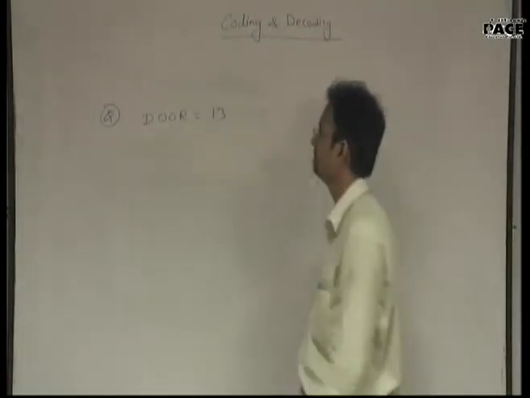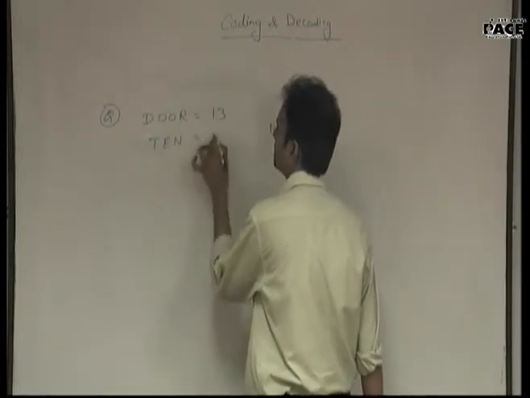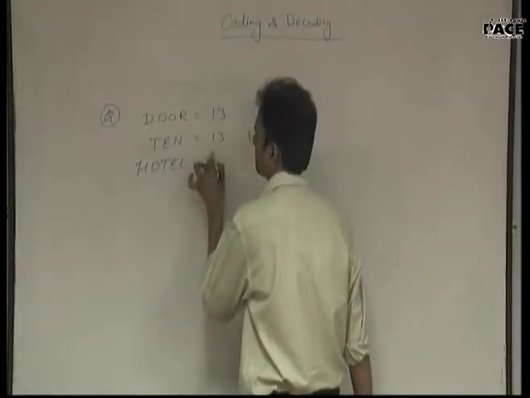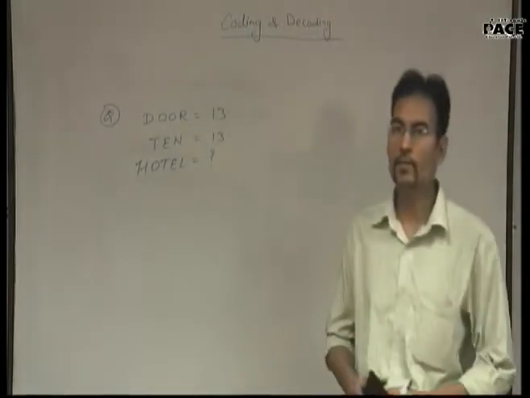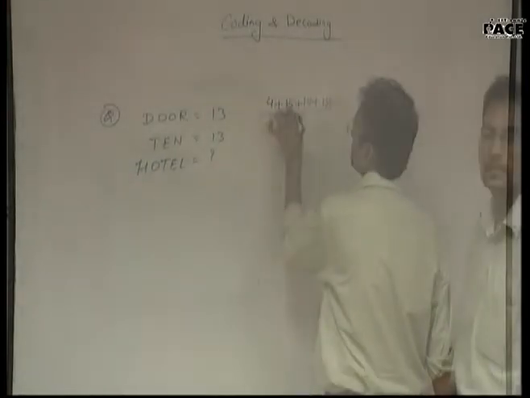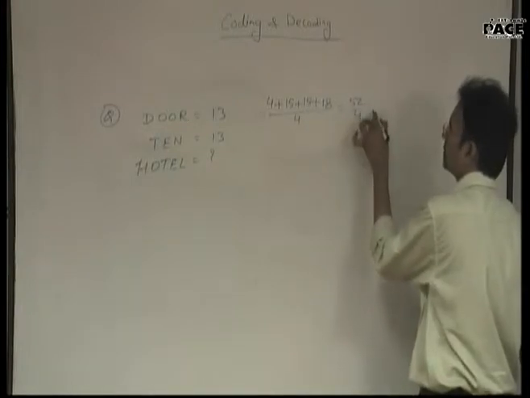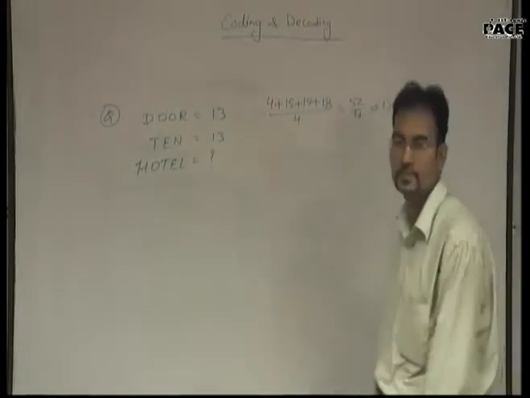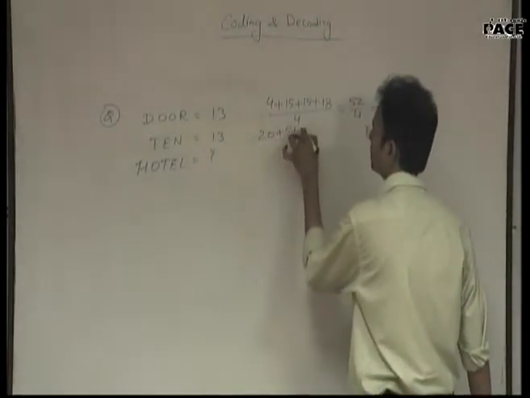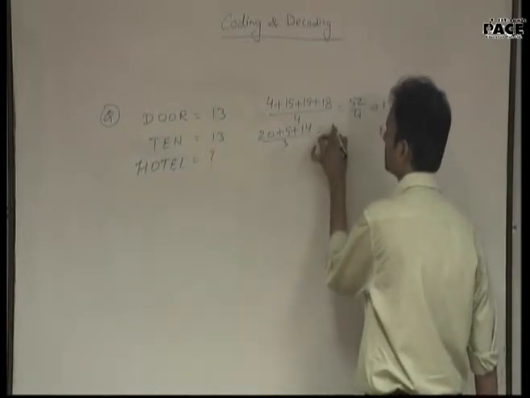Rho, which is equal to 13, 10, which is equal to 13. Now hotel. What will be the value of hotel? Now here you can see this is 52 and divided by 4 is 13. Similarly, 10 is 39 and divided by 3, which will give us 13.